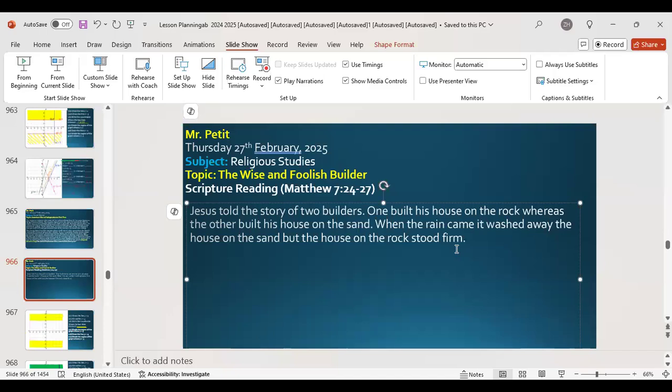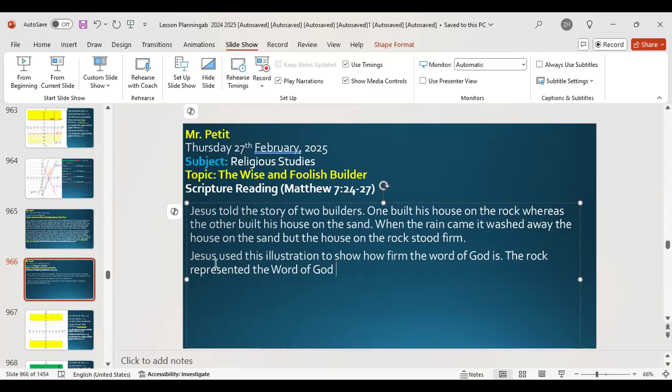So let's go ahead and define it, right? So we say that Jesus used this illustration to show how firm the word of God is. The rock represented the word of God. Which is what? Which is strong, and what else? And stable. Will it change? No, it will not change.